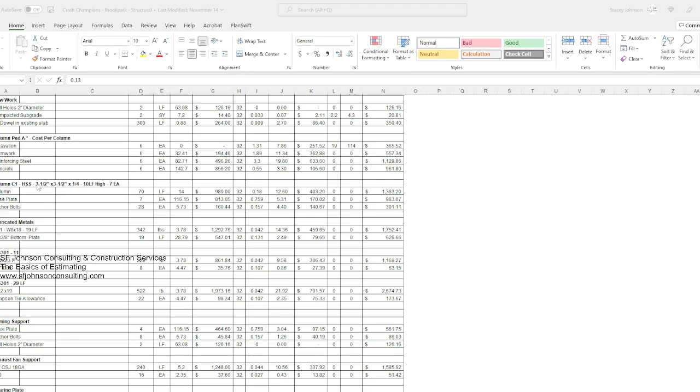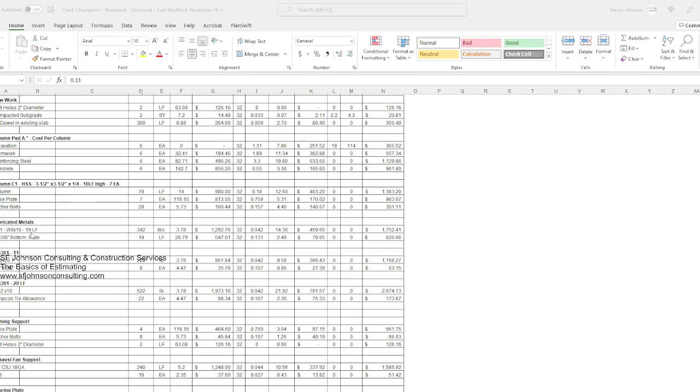Our columns are 3.5 by 3.5 by 1/4. Each one was 10 feet. So we estimated, from the section view, it's 10 feet high, and we have 7 of them. And so for those, hollow structural steel, you're able to get a cost per linear foot. So we got that for that. The base plate and the anchor bolts, and then now the fabricated metals, right?